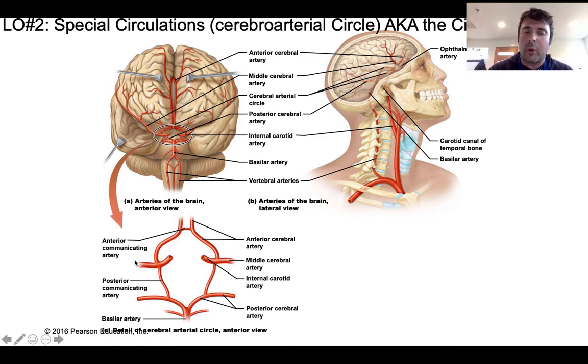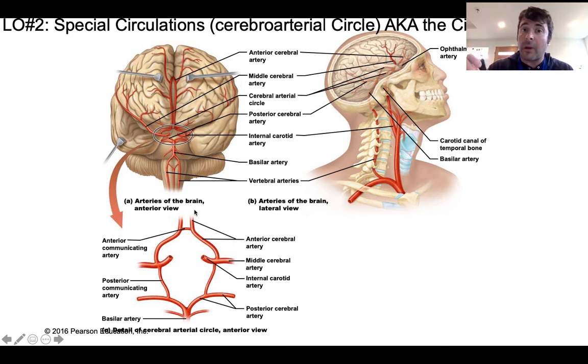So that's really important. The other thing that this cerebral arterial circle does is it dissipates pressure and helps to regulate blood pressure in the blood vessel networks of the brain, because you don't want those high pressure systems potentially rupturing blood vessels and causing brain aneurysms.